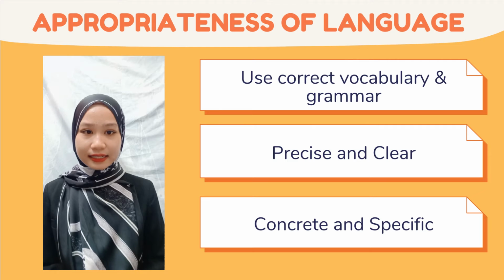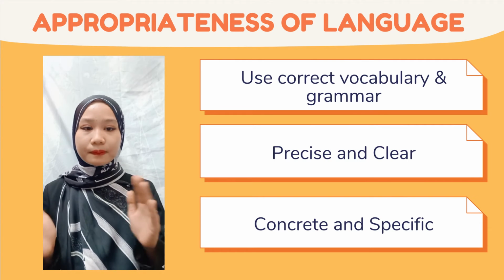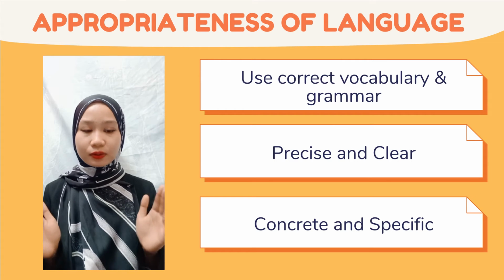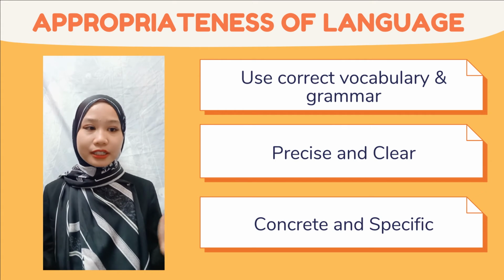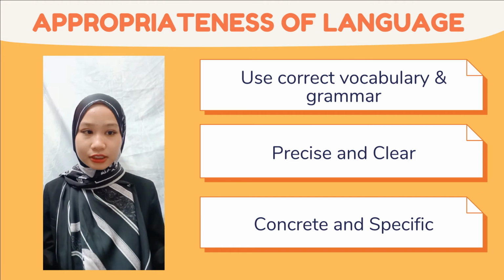Second is precise and clear. The use of appropriate language is a tricky matter because the meaning of words is relative and situational. In other words, words can be interpreted in different ways by different people in different situations.